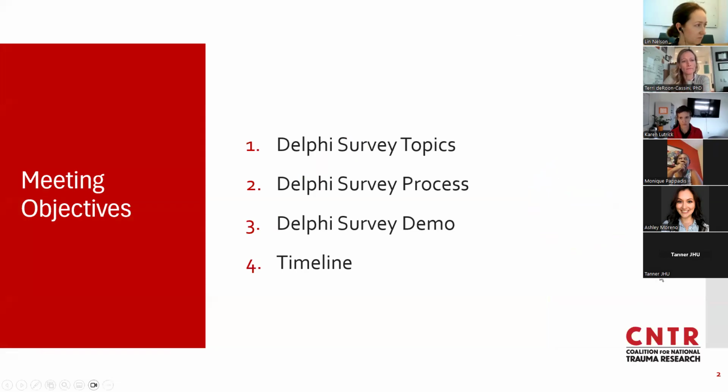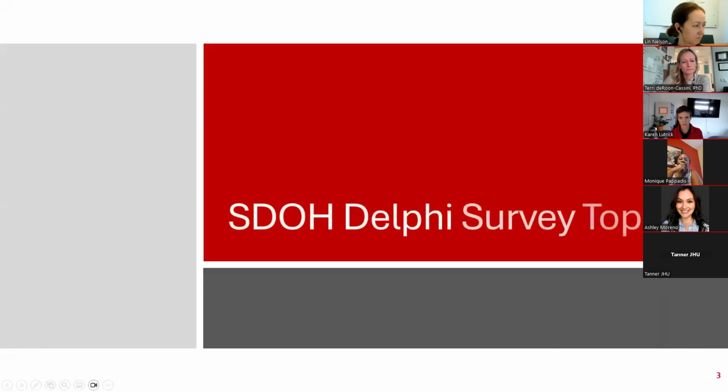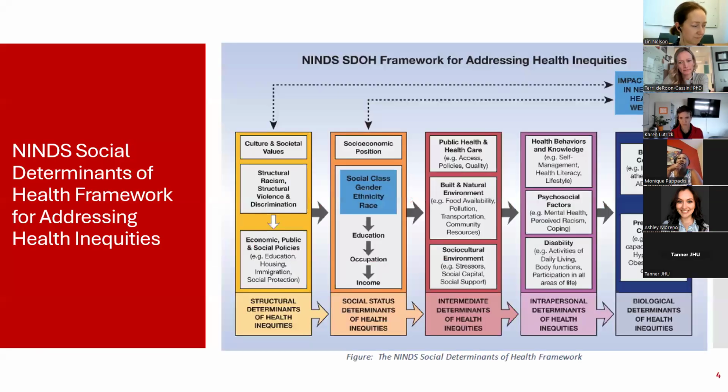Once again, our objectives. I'll start by going over the topics. We've had quite a bit of discussion about how we're going to frame how we're defining social determinants of health. I do want to state that you will have the ability within the survey to recommend other topic areas or data elements if you feel like we are missing something. This is just what we decided as a group to start and frame the project, and that was by looking at the NIH's social determinants of health framework for addressing health inequities.